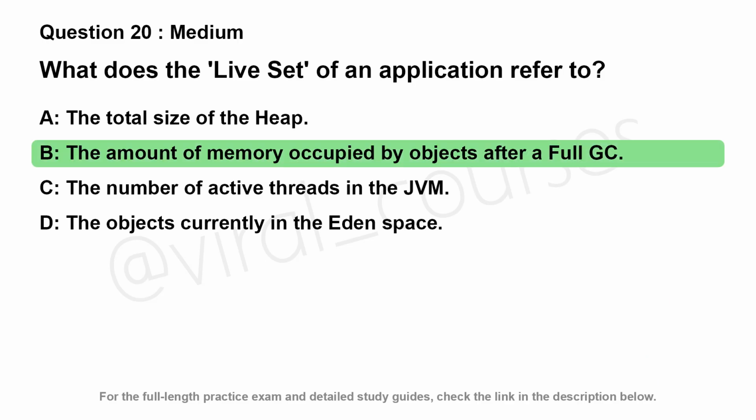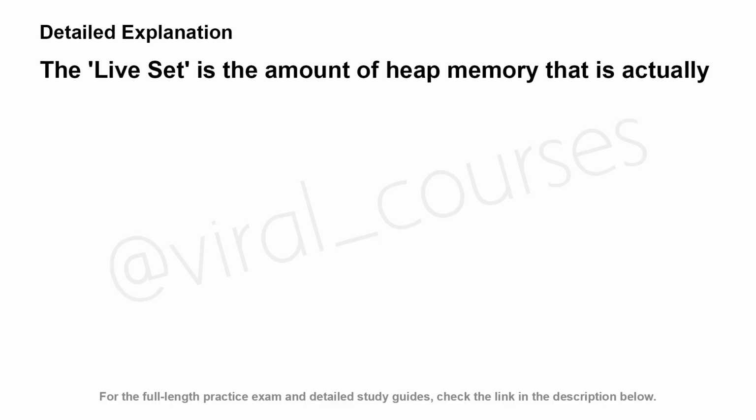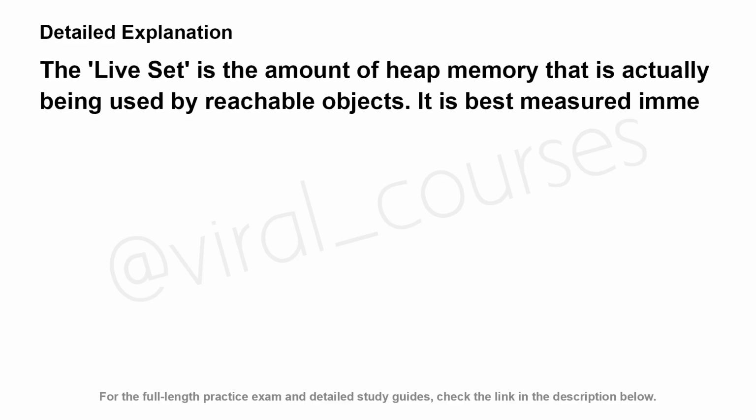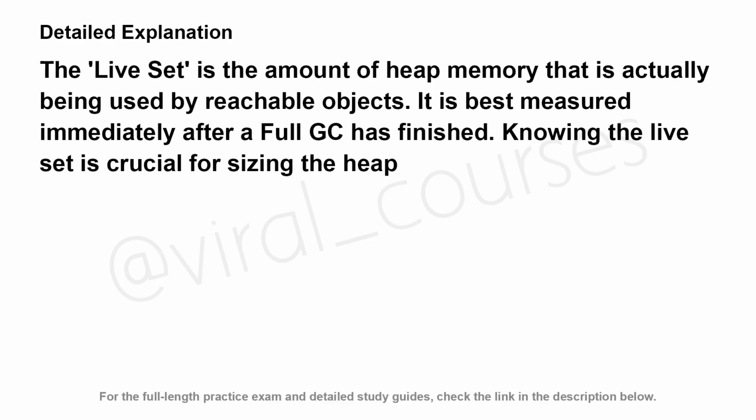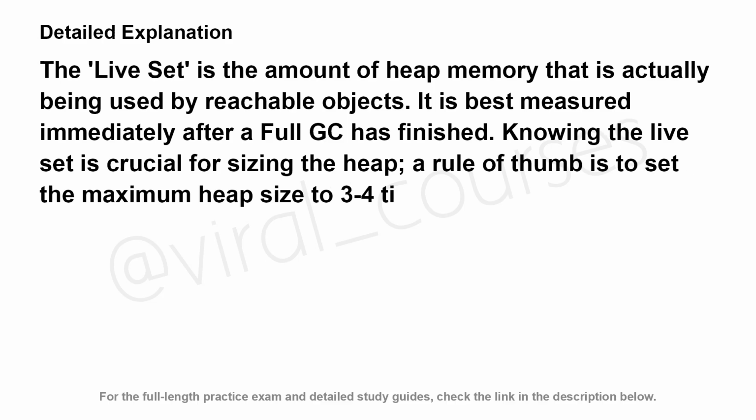The correct answer is B. The live set is the amount of heap memory that is actually being used by reachable objects. It is best measured immediately after a full GC has finished. Knowing the live set is crucial for sizing the heap. A rule of thumb is to set the maximum heap size to 3 to 4 times the size of the live set.